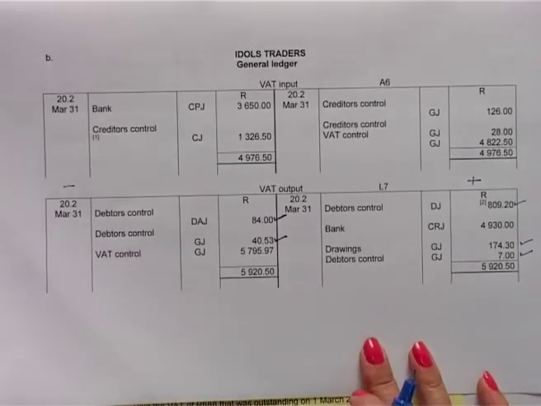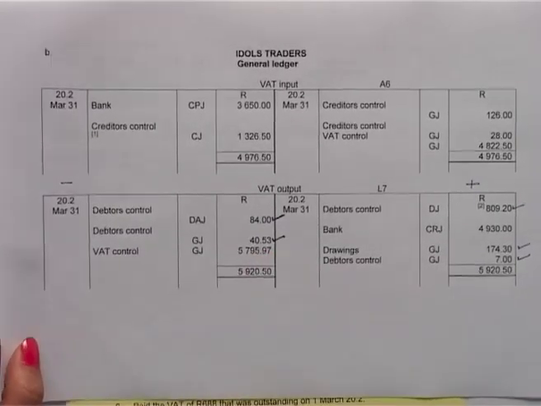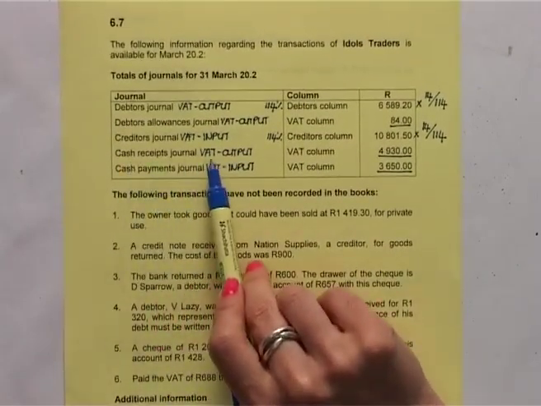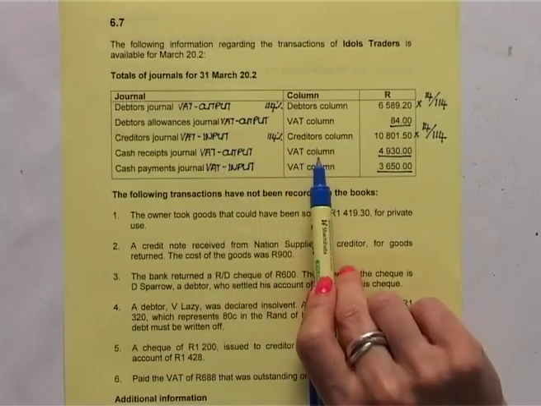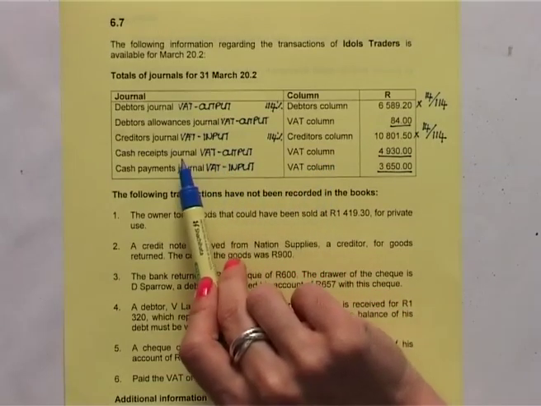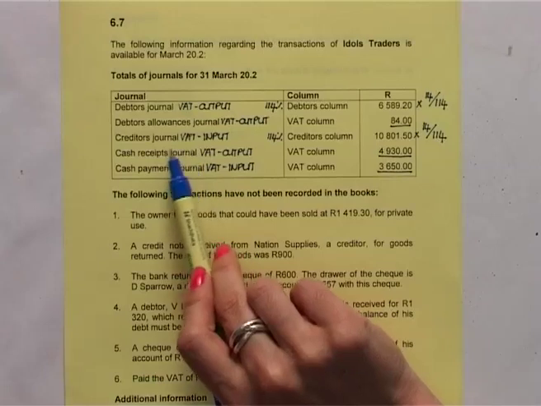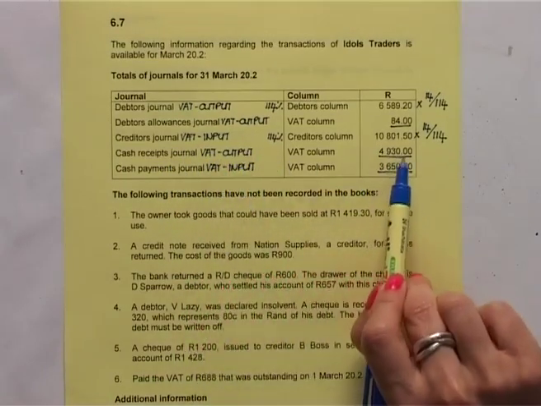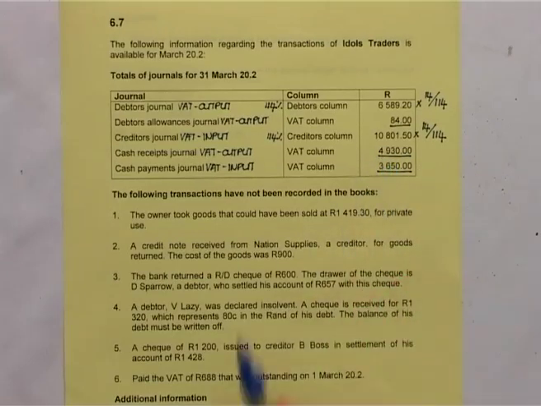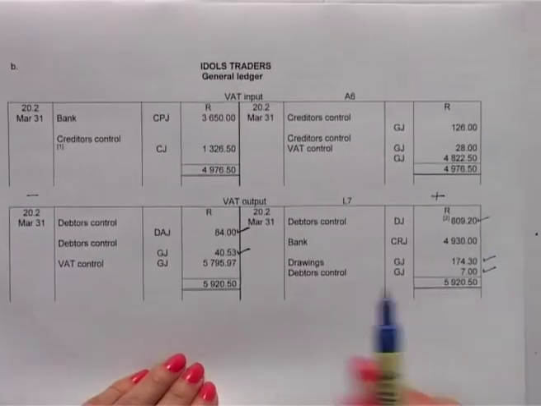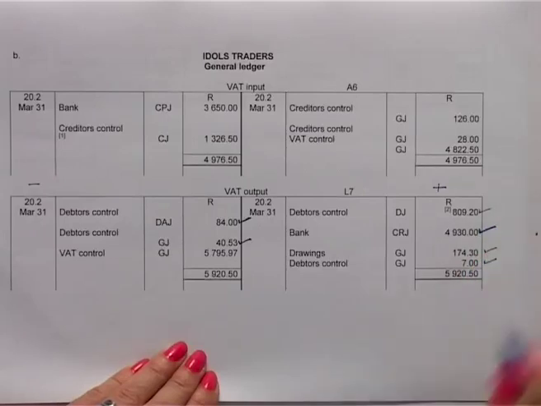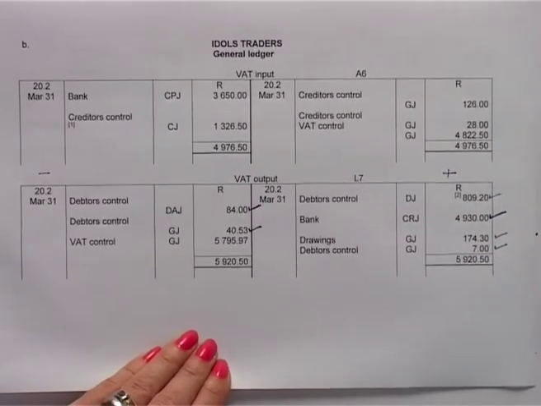Our last transaction before we can close off this account as well to the VAT control is the cash receipts journal. This will also influence VAT output. They provided us with the VAT column. Remember, bank will be influenced on the debit side for cash receipts, resulting in corresponding credits in the other accounts. So my liability will increase with the 4,930, which we can just enter on the credit side. 4,930 on the credit side of the VAT output account.